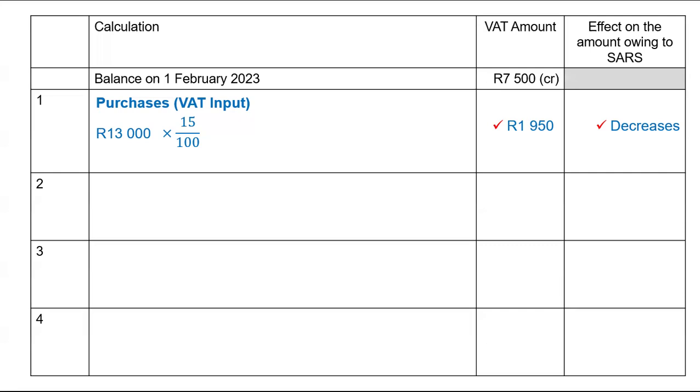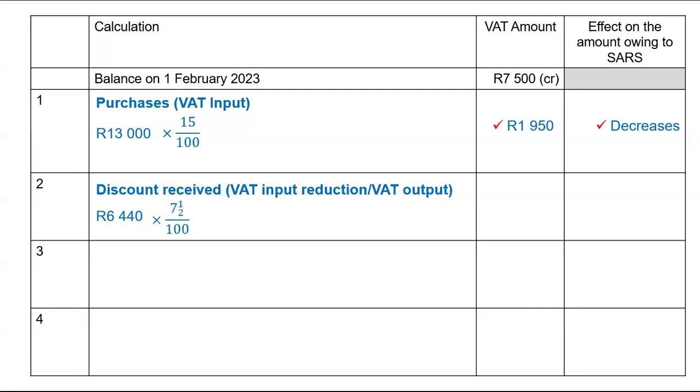You got that. So to get the discount on that, we're going to take that 6,440 and we will multiply it by the discount of 7.5 and divide it by 100 because it's already at 100%. And then you will get the discount received of 483.